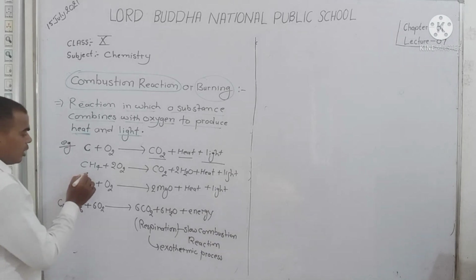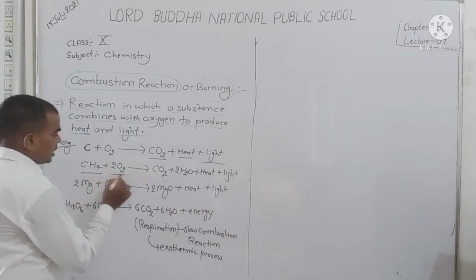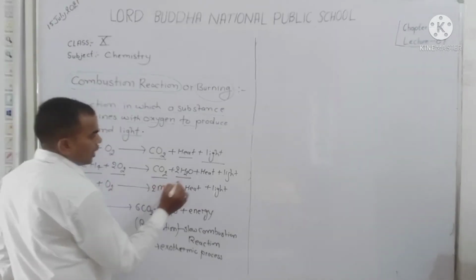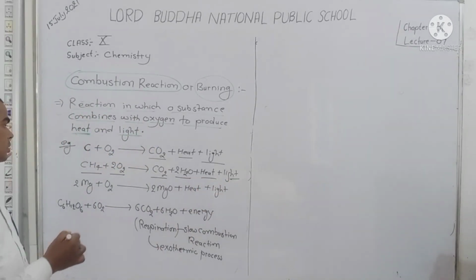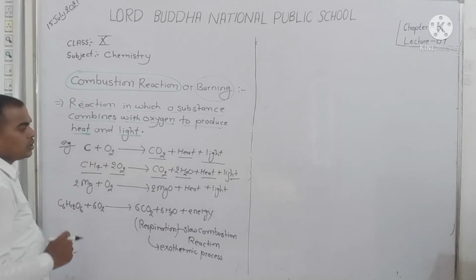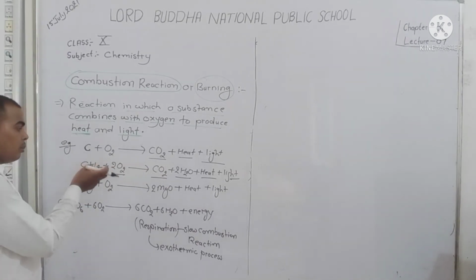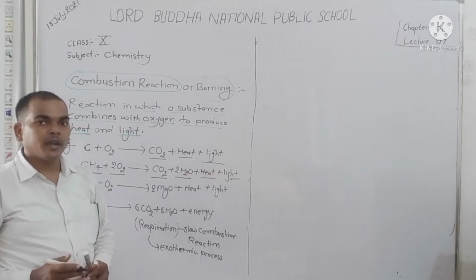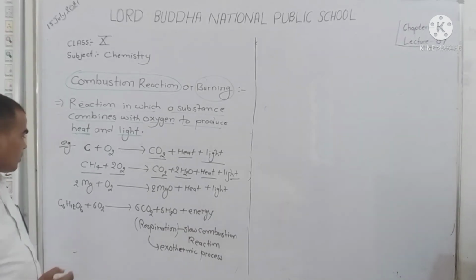In this reaction, methane gas reacts with oxygen and produces carbon dioxide and water vapor and heat and light. In these reactions, carbon combines with oxygen and hydrogen combines with oxygen. Here, combination of oxygen takes place with production of heat and light. So this reaction is known as combustion reaction.